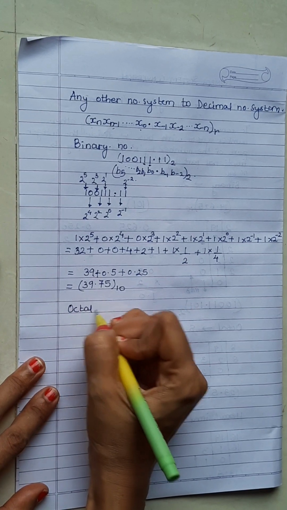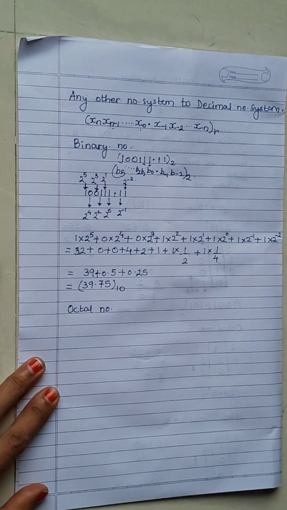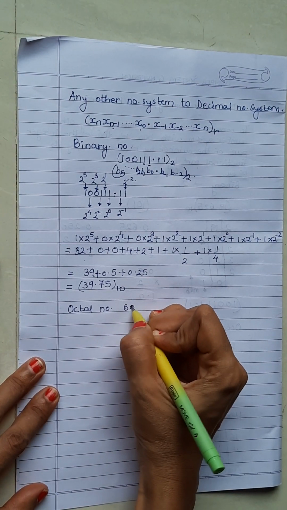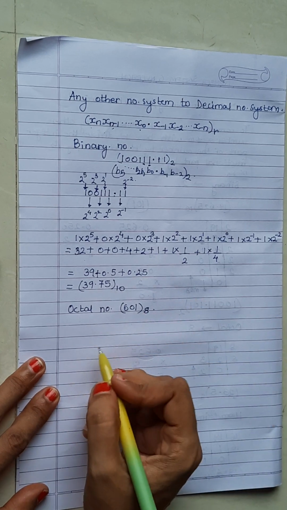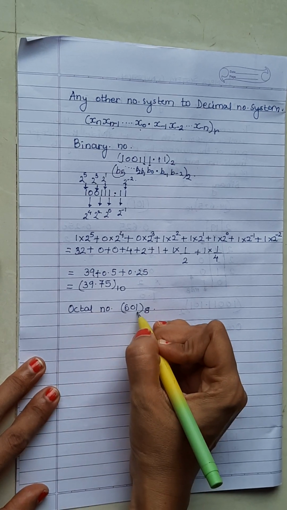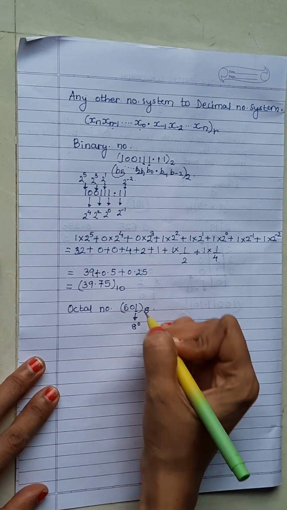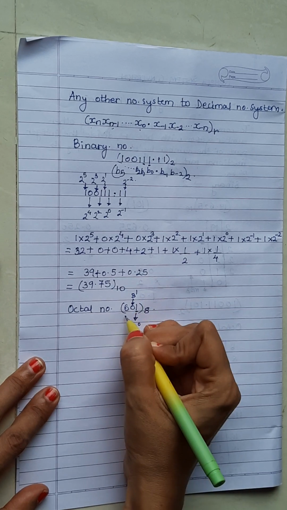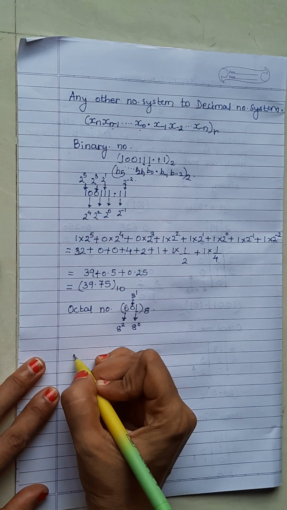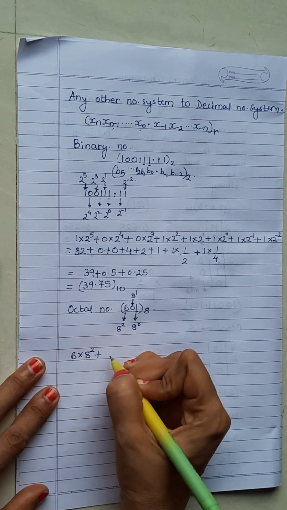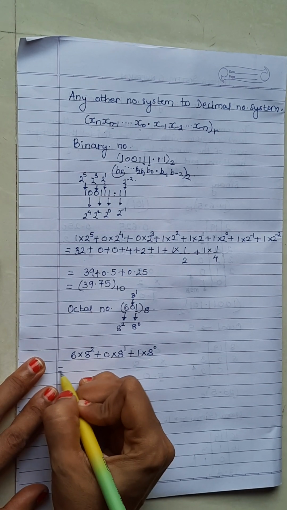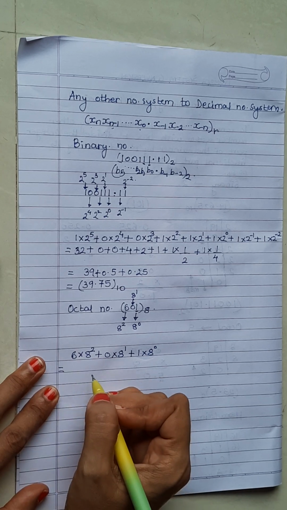Now if I want to convert an octal number to decimal, let us take the octal number 601. Here the weight of the last digit is 8 raised to 0, the next is 8 raised to 1, and the weight of this digit is 8 raised to 2. So I will multiply 6 into 8 raised to 2, plus 0 into 8 raised to 1, plus 1 into 8 raised to 0, and I will get the corresponding number in decimal.